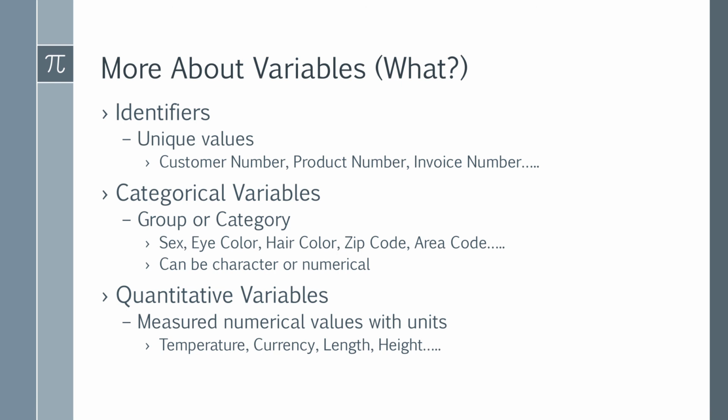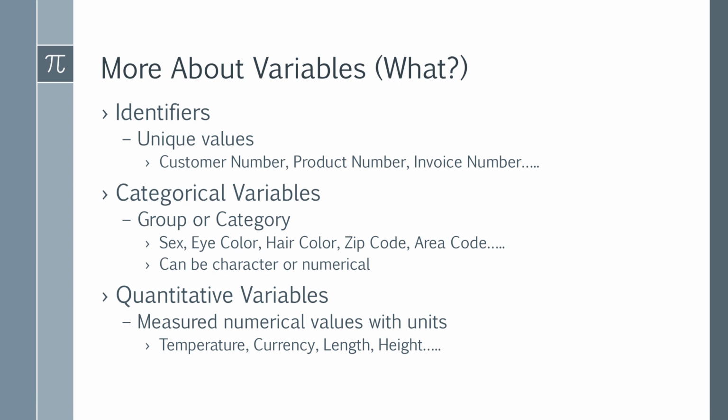The next are categorical variables. Now that's going to be either a group or a category. It can be sex, eye color, hair color, zip code, area code, or something else that just puts that variable into some type of group. It can be either character or numerical.